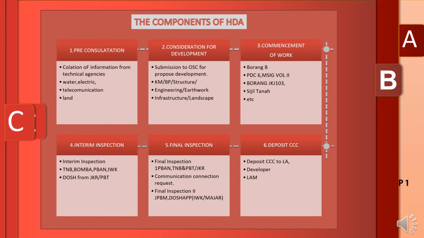Okay, we're going to the components of HDA. There are 6 components of HDA. The first one is pre-consolidation, in which we need collation of information from technical agencies. After that, we need to find the details about water, electric, telecommunication, and land status. For the second one, consideration for development, which is for submission to OSC for the proposed development.